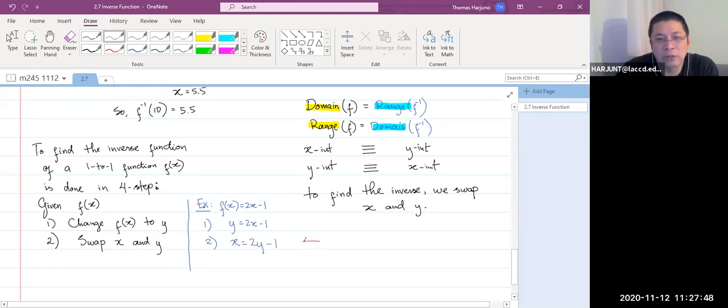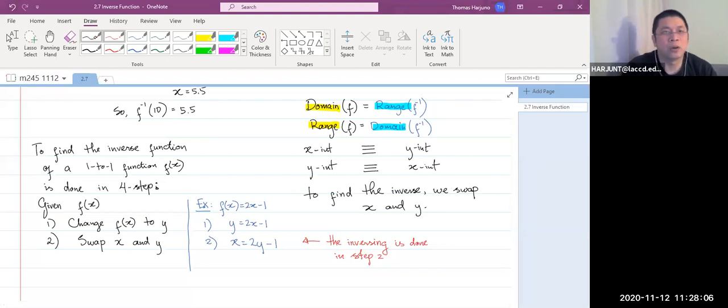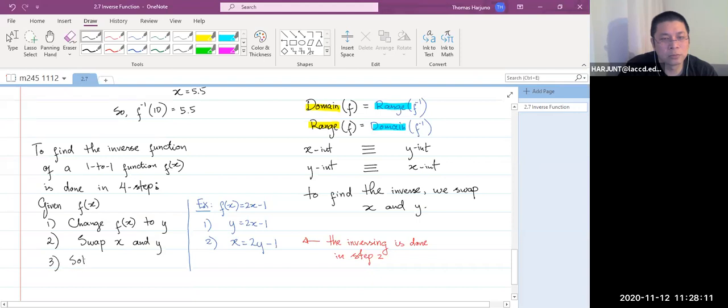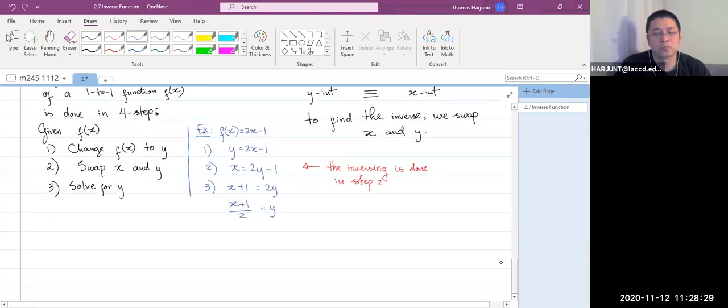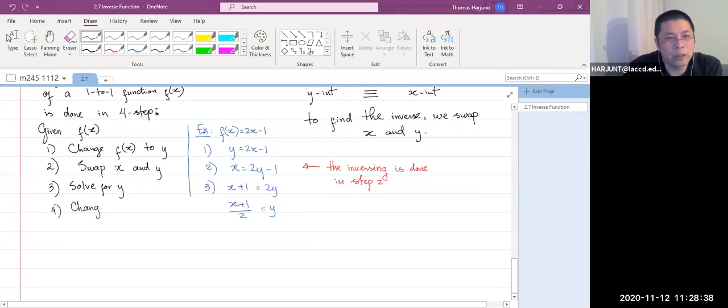Now, de-inversing is actually done in this step. De-inversing is done in step 2. Now step 3, we solve for y. So you isolate the y. x + 1 = 2y. (x + 1)/2 = y. And finally step 4, change y to f inverse of x. So I will rewrite this: y now becomes f inverse of x, equals (x + 1)/2.